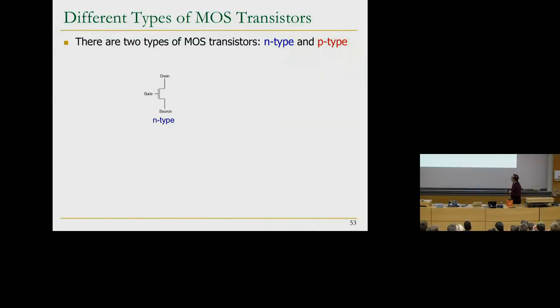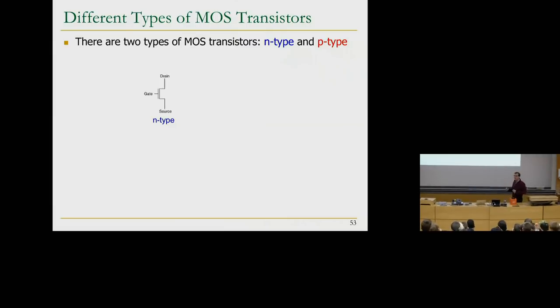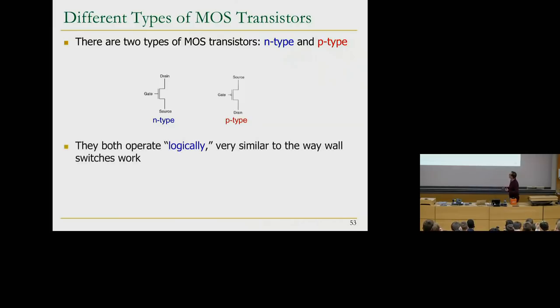Basically, if you apply high voltage to the gate, the source and drain get connected, and the transistor turns on. So it becomes a conductor at that point. It becomes a switch. It gets switched on. P-type is exactly the opposite. Basically, you need to apply low voltage or 0 volts to the gate so that you turn this on. That's how it becomes a piece of wire, essentially. So they both operate logically very similar to the way wall switches work, as I kind of described right now.